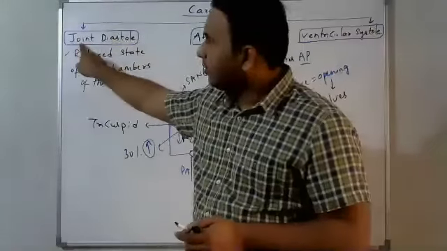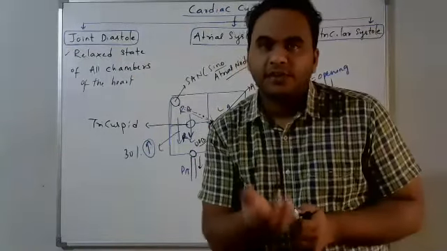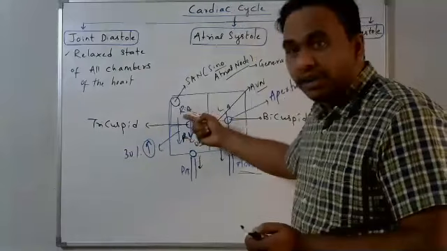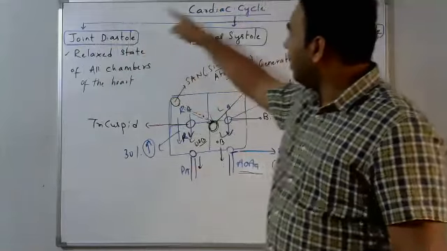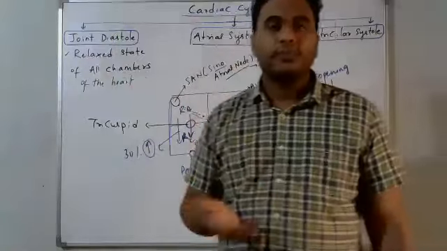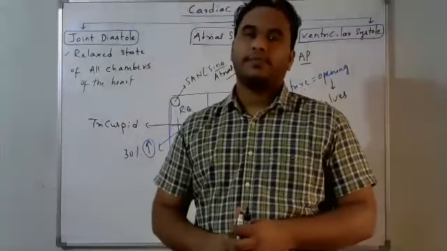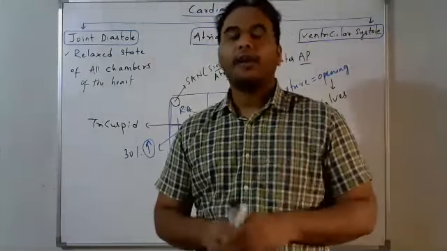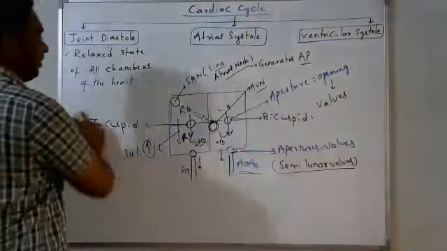And it is followed by joint diastole. That means after completion of ventricular systole, what has to start? Ventricular diastole. When contracted, definitely it has to relax. So ventricular diastole along with auricular diastole, together called joint diastole, is going to begin. Then again atrial systole, again ventricular systole, again joint diastole. As the cycle goes on and repeats, this is called the cardiac cycle. Got it? One complete heartbeat equals one cardiac cycle.